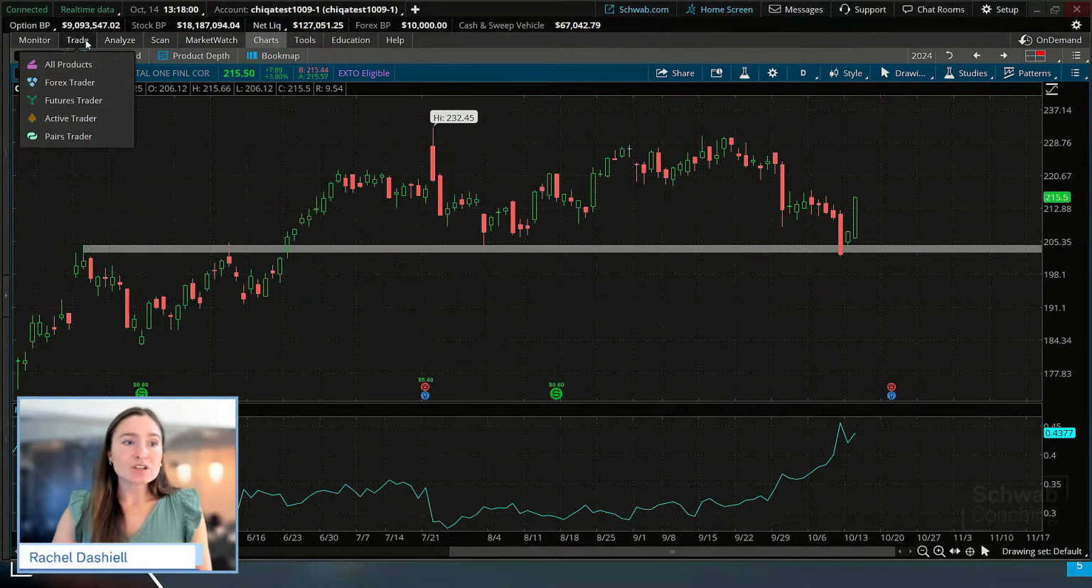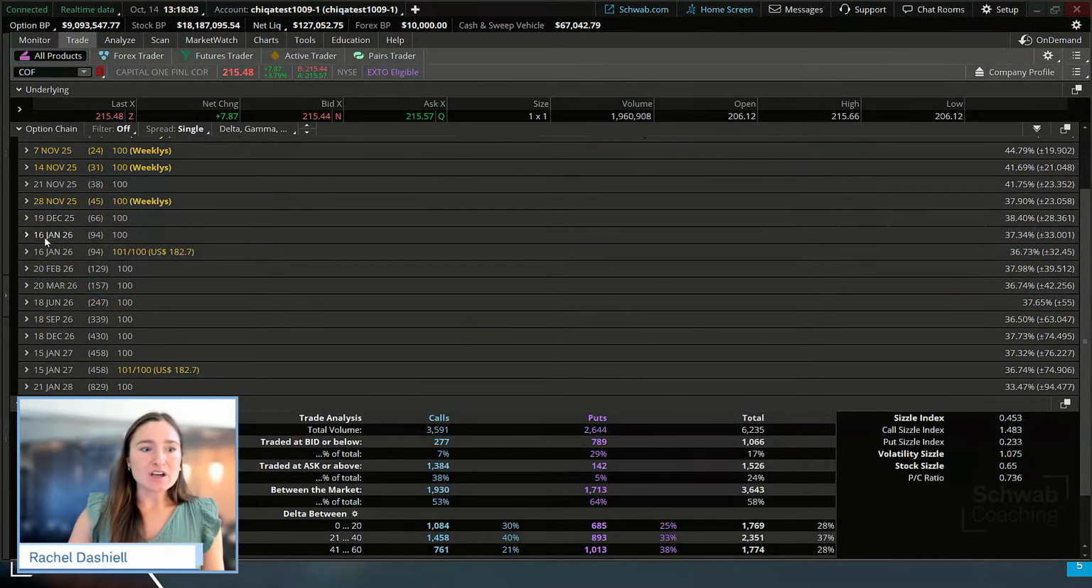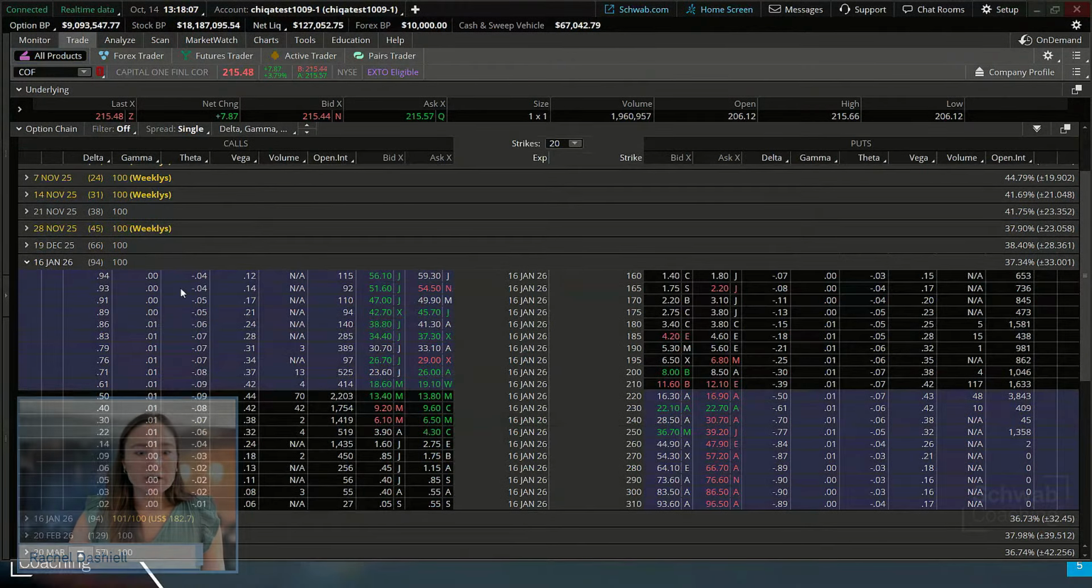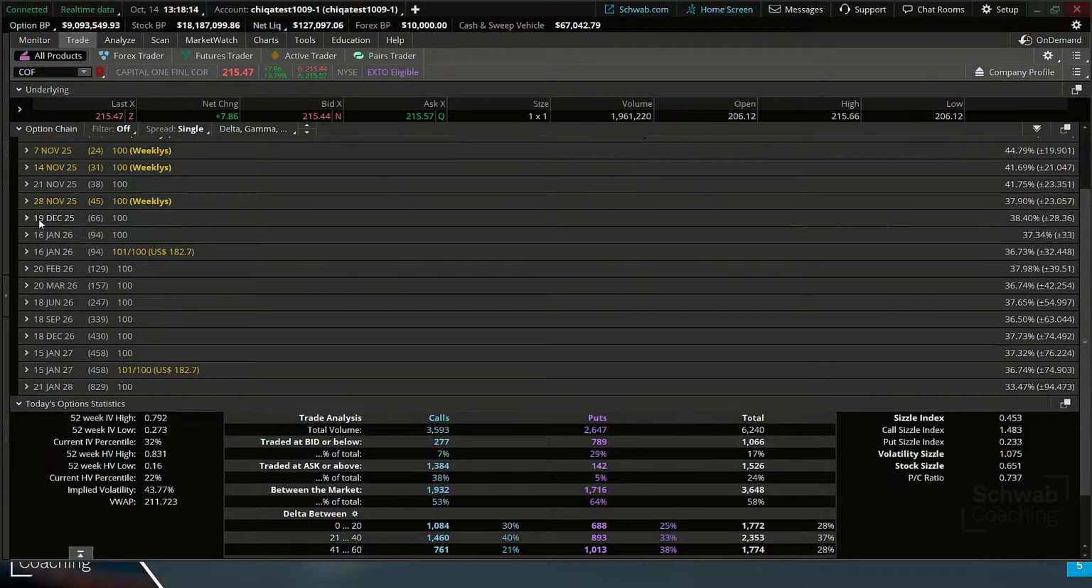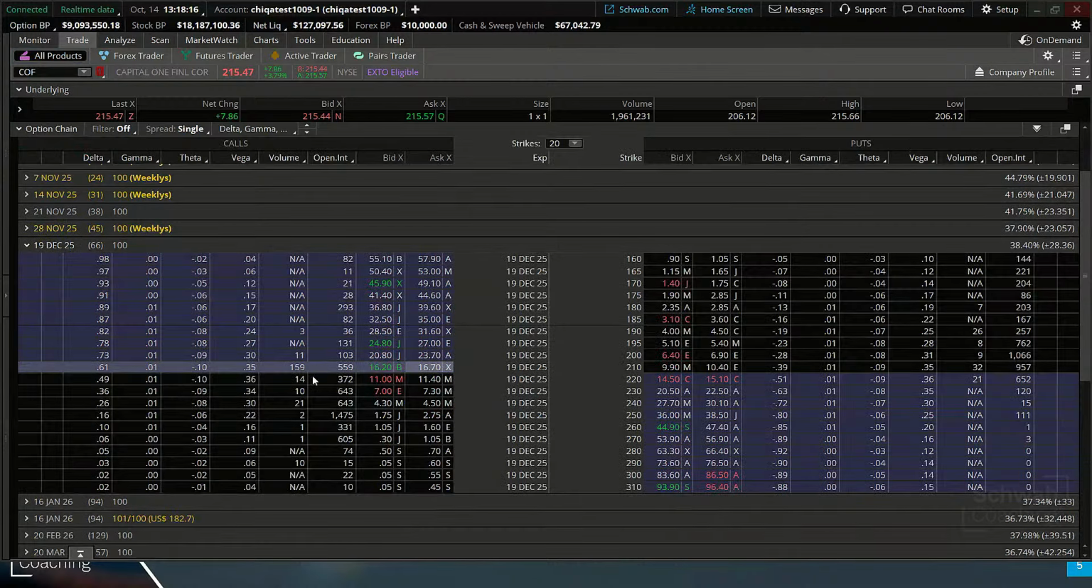So what you can do is go a little bit further out in time. So that's what I'm going to do here, looking at the 16th of January. And I'm going to select, let's say, the 19th of December, because we identified that strike of the 210 where we had a little bit of intrinsic value. So with each dollar move in the stock, we're going to have a 61-cent move on our option. So we have about $5 of intrinsic value as well.